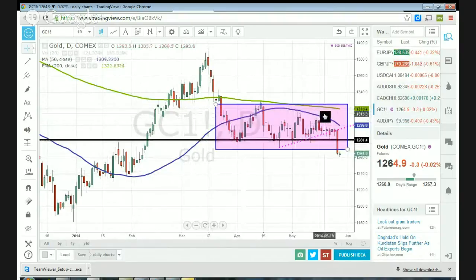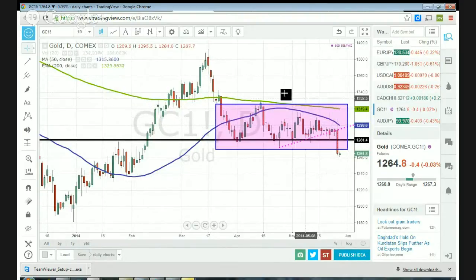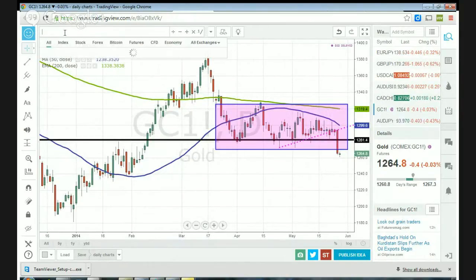In terms of the bulls, the situation is the same. It's going to be hard to really get a lot of momentum and really confirm that we're on the way up until we can close above the 200 exponential moving average and the 50 simple moving average. So we really still have to get above 1320. Let's actually check out silver as well.